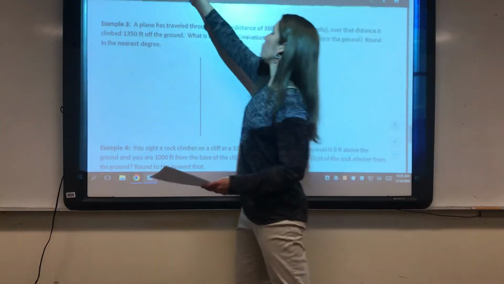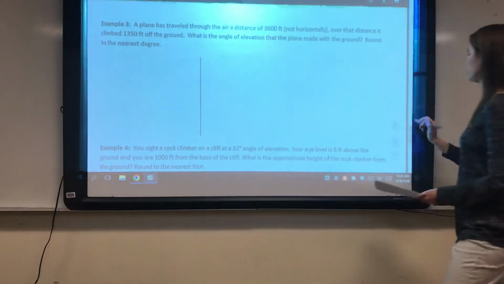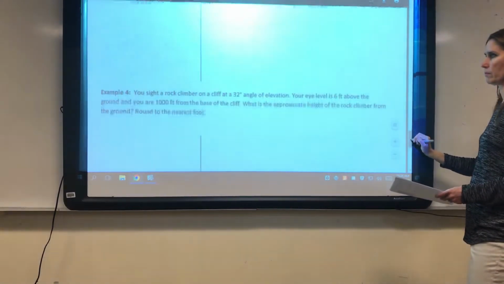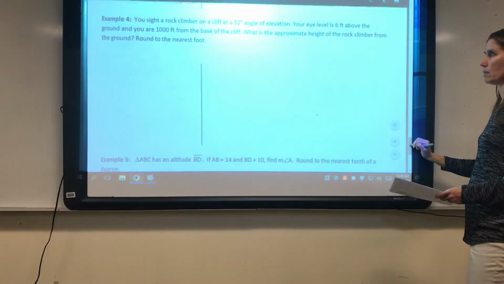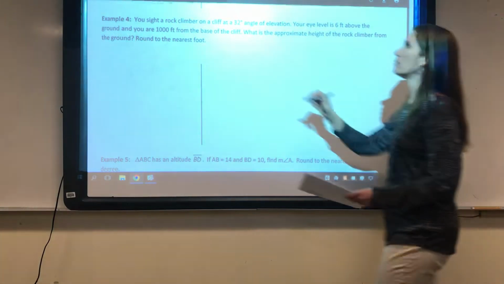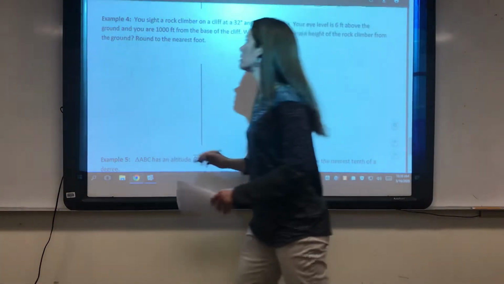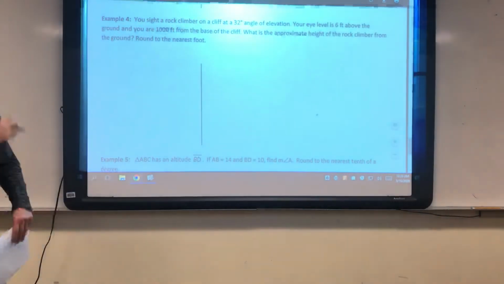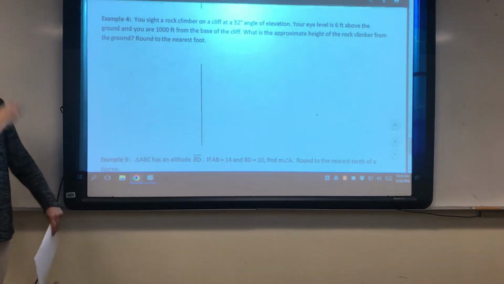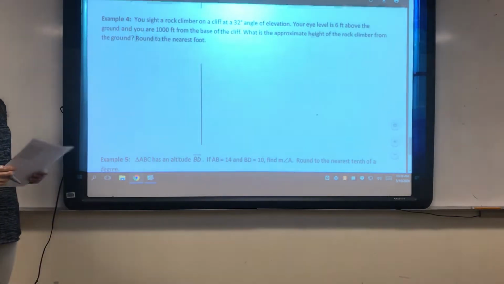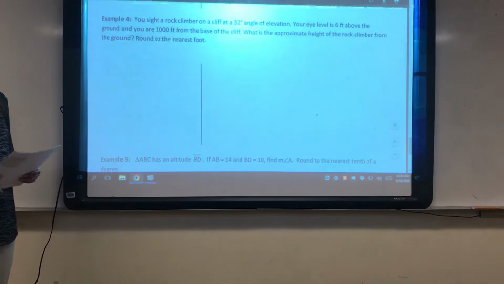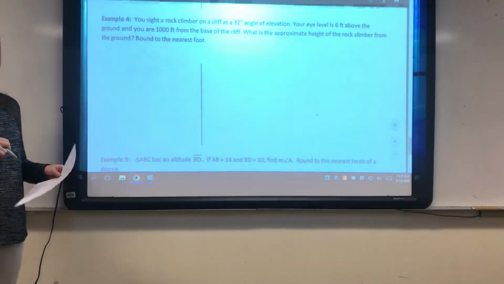So on example 4, up here. In this one it says you sight a rock climber on a cliff at a 32-degree angle of elevation. Your eye level is 6 feet above the ground, and you're 1,000 feet from the base of the cliff. What is the approximate height of the rock climber from the ground?